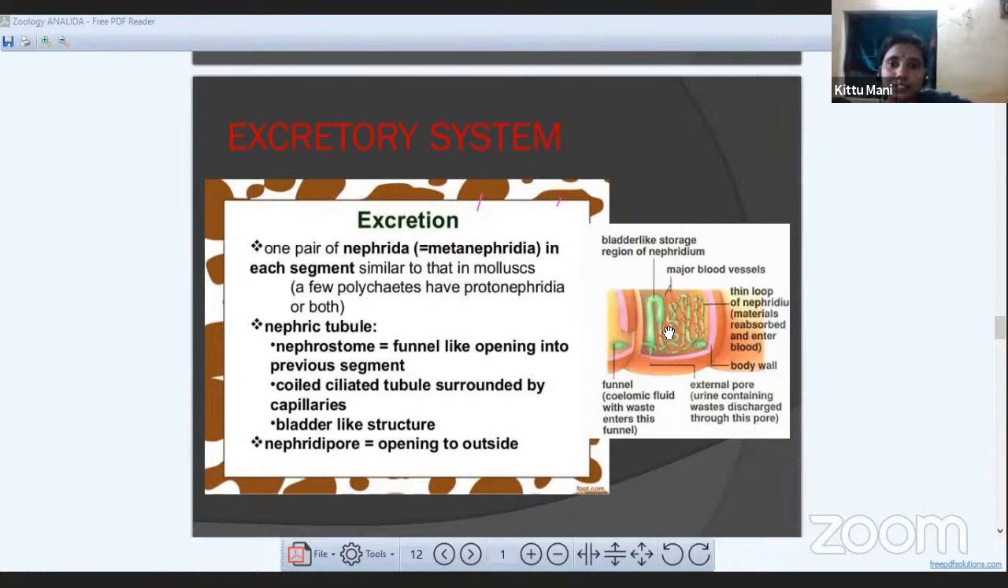And here, look into the picture. Here we observe some bladder-like structure. What is that, students? The bladder-like structure. And next, the nephridiopore. Pore means what? One hole. It opens to the outside for the elimination of waste material. Some hole-like structure is present, the nephridiopore. This opens to the outside. Which one? Outside. Okay.